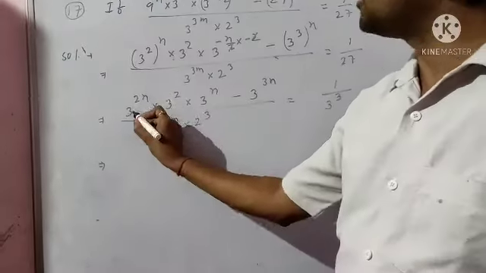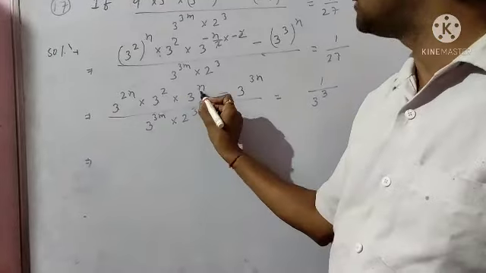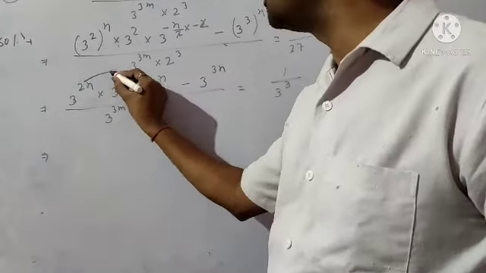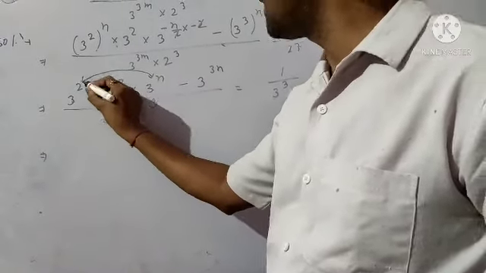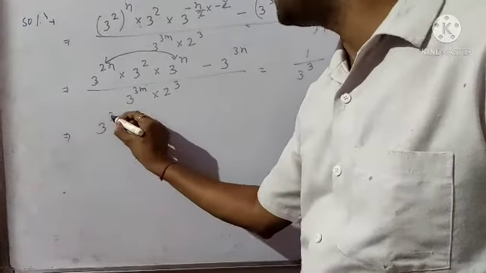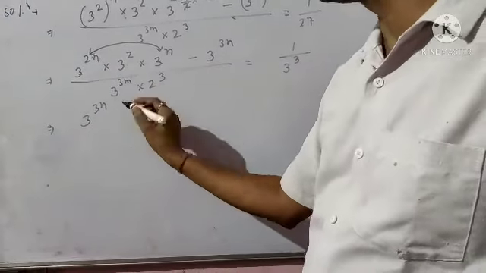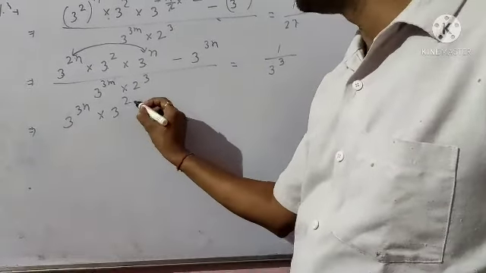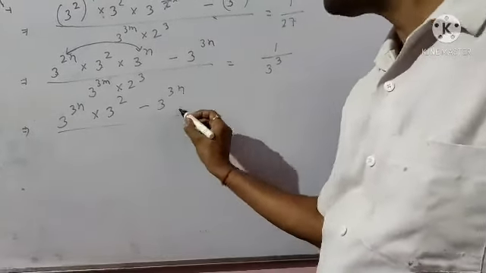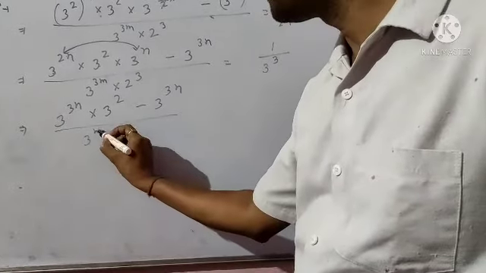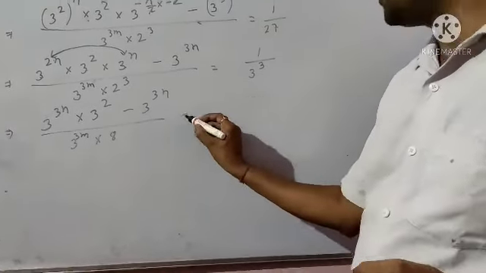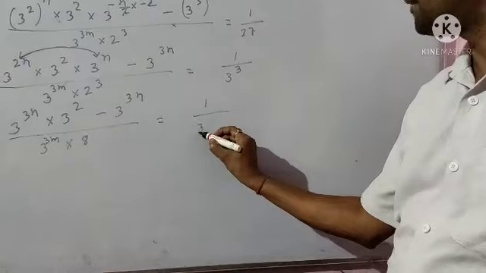Third step, 3 to the power 3n, 3 to the power 2 and 3 to the power 2. We know that if base is equal, then power is added. So adding only these two terms, this term and this term. Don't add this term. So here the power is 3 to the power 3n, because 2n plus n, 3 to the power 3n into 3 to the power 2 minus 3 to the power 3n divided by 3 to the power 3m into 2 to the power 3 is equal to 8, is equal to 1 by 3 to the power 3.